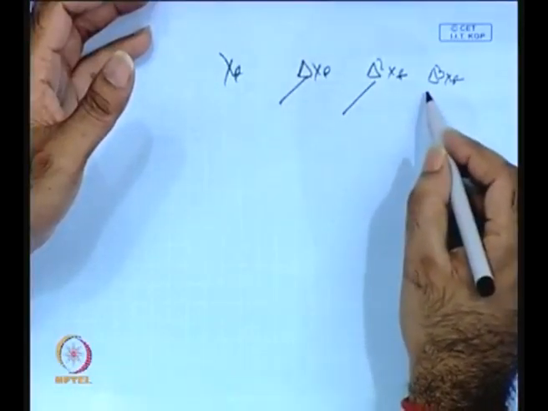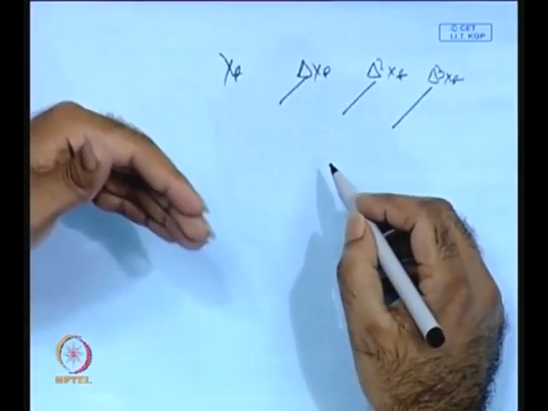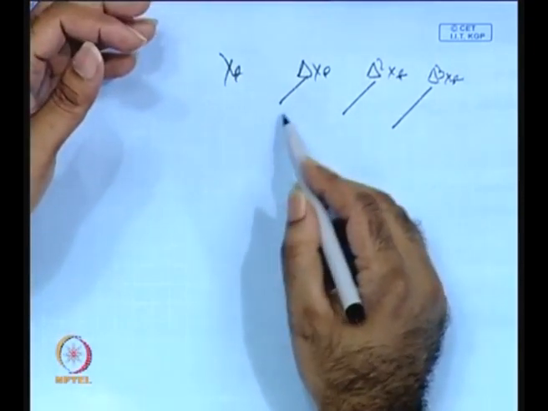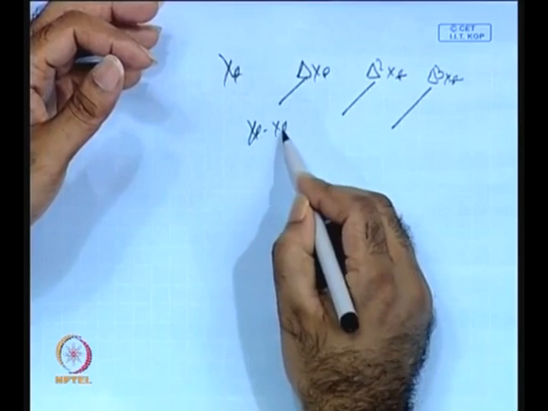For instance, there is a variable x_t. I will call delta x_t, delta square x_t, delta cube x_t. This is how I can proceed. This is called the first difference, this is the second difference, the third difference. There are difference methods. Delta x_t is nothing but x_t minus x_{t-1}.